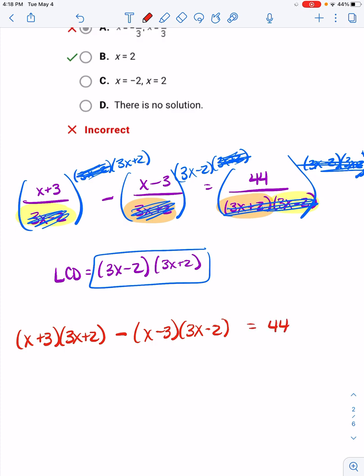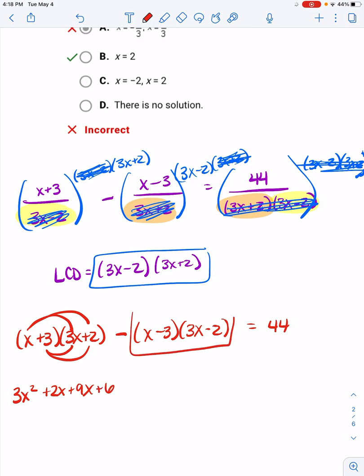Okay, so I need to FOIL. So I'm going to FOIL this, or crab claw if you're familiar with that term. So I'm going to do that first. So x times 3x is 3x squared. X times 2 is 2x. 3 times 3x is 9x. 3 times 2 is 6, okay?